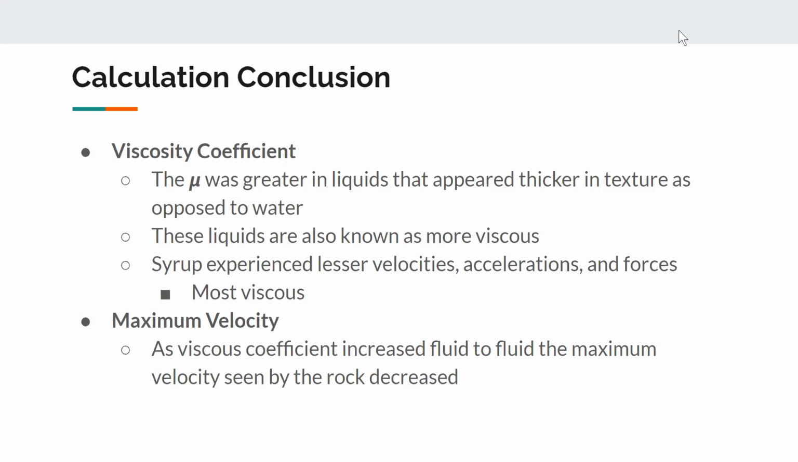Now, to answer our research question, how does viscosity of a liquid affect maximum velocity? As viscous coefficient increased fluid to fluid, the maximum velocity seen by the rock decreased. And this was evident as syrup had the lowest velocity but the greatest viscosity, and water had the greatest velocity and the lowest viscosity, then isopropyl alcohol and oil. And these all lined up with their coefficients accordingly. And that concludes our formal lab.